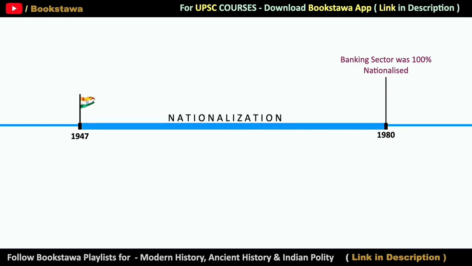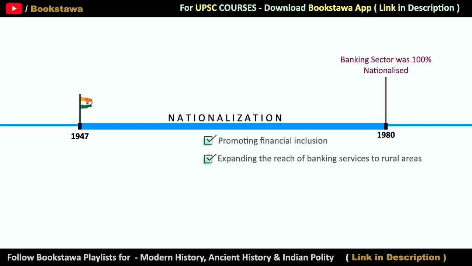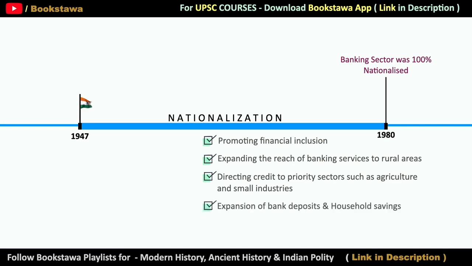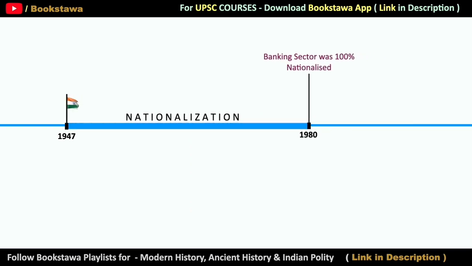So we saw that from 1947 to 1980, the entire focus of the Government of India was on nationalizing the banking sector. And through this nationalization, the Government of India had promoted financial inclusion. Banking services were extended to rural areas. This nationalization also benefited the priority sectors of India, such as small-scale industries and agriculture. And because the people of India had trust in the Government of India, more and more people opened their bank accounts in the government banks. And due to this, many people were able to connect with the banking sector. So we can see that through the nationalization program, the Indian government had achieved many objectives.